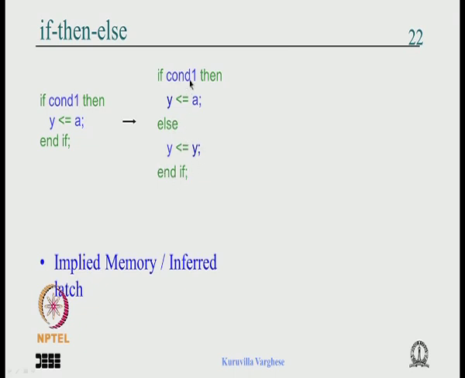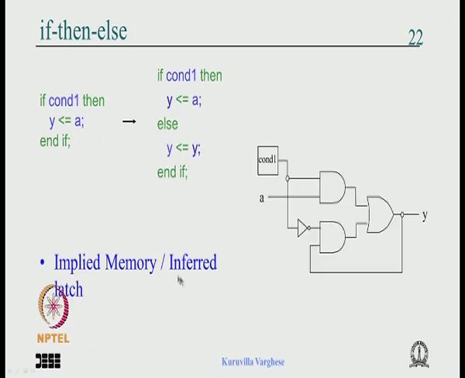If this condition is met, it is normal, input goes to output. If this condition is not met, it memorizes the previous one. So it is called implied memory, because this code implies a memory, or inferred latch, or you can say this code infers a latch from the written code. That's why it is called implied memory or inferred latch.